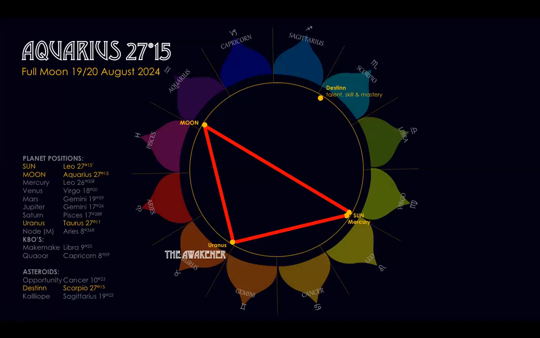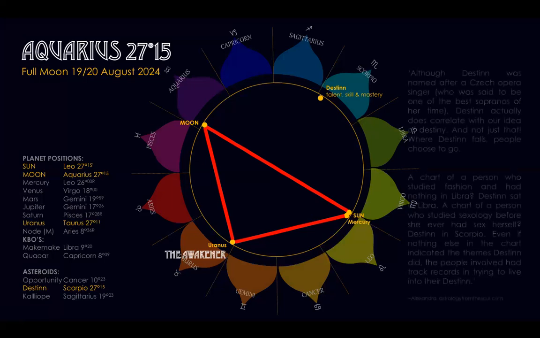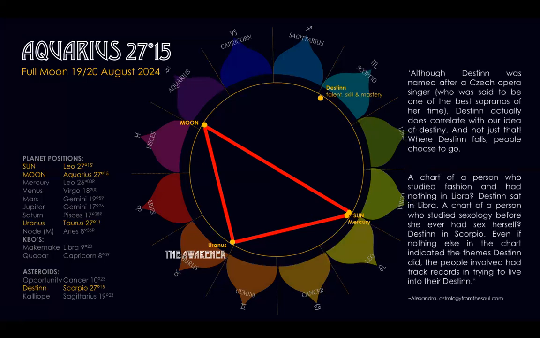When I heard about there being a T-square, I thought, okay, I wonder if there is what is called a grand cross. And indeed there is. And the point that gives us 4 points, so we've got the 3 points of the T-square, and the 4th point is created with an asteroid called Destin. It is what it says on the tin.